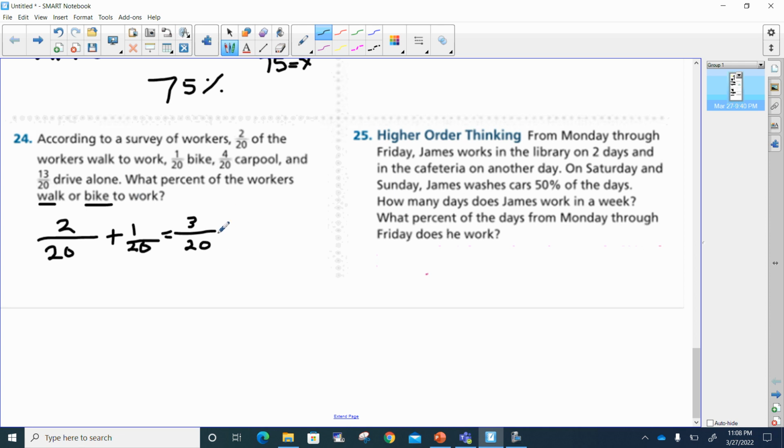So this would give me 3 divided by 20. A decimal goes here. That'll give me 1. That'll leave me 10 left over. Of course, I add another 0. 20 goes into that 5 times. So this is going to be 0.15. 0.15, I'm going to put it to percent, will be 15%.